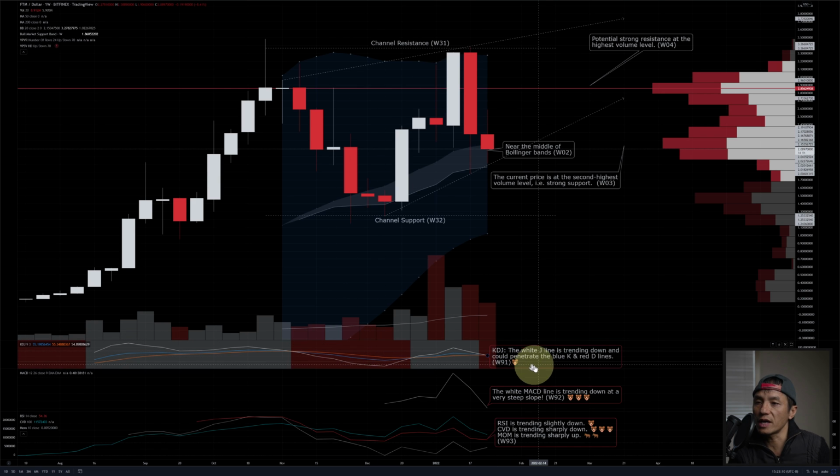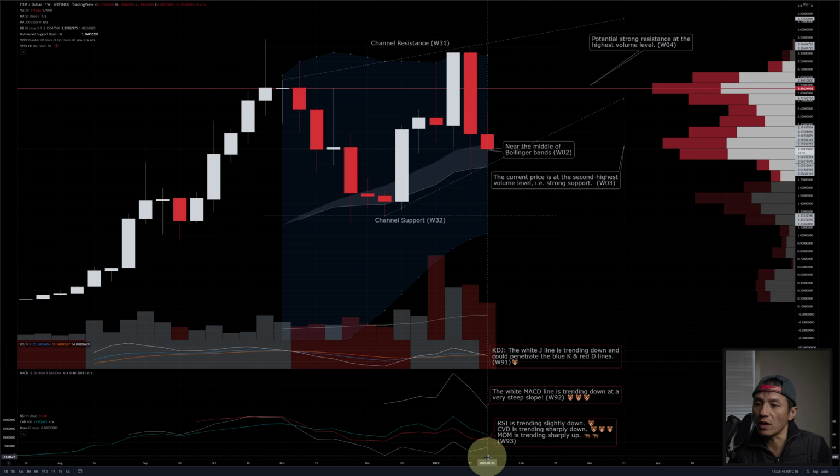the KDJ. The white J line is trending down and it's currently pinched with the blue K and the red lines, and it could bounce up or it could go through it. If it goes through it, penetrate the other two lines, it would be bearish, but it's trending down, so that's slightly bearish. For the MACD white line here, it's been trending down 2 weeks in a row, and that's quite bearish.